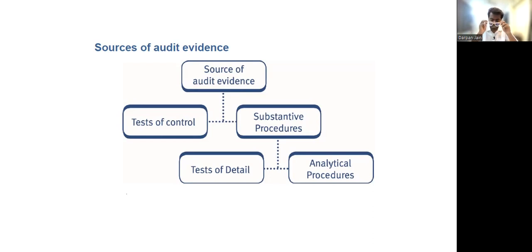In order to test segregation of duties, what did I tell you? What can you do? You can go and observe. Observation was one of the procedures, right? You can go and observe whether segregation of duties is happening or not. That is an example of test of control. Whereas what are substantive procedures? Substantive procedures are procedures employed to check whether there are any misstatements in the financial statements. Substantive procedures are also synonymously called audit procedures.